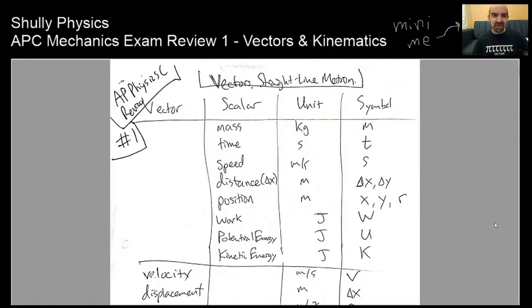Hi, this is Sholey Physics, AP C Mechanics Exam Review number 1. We'll be covering vectors, scalars, and kinematics in this session.